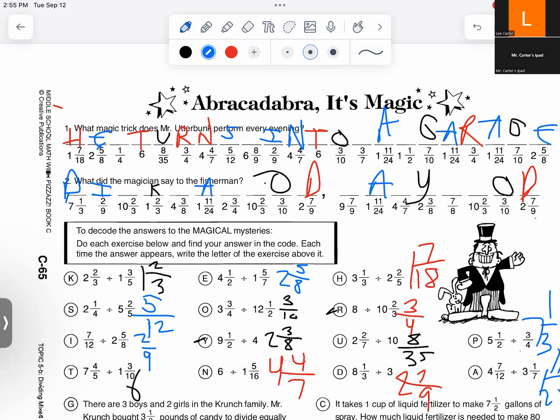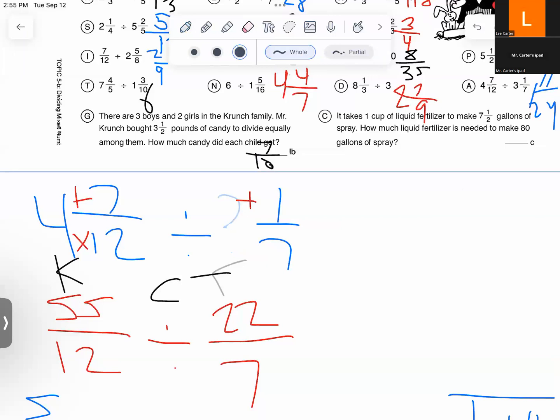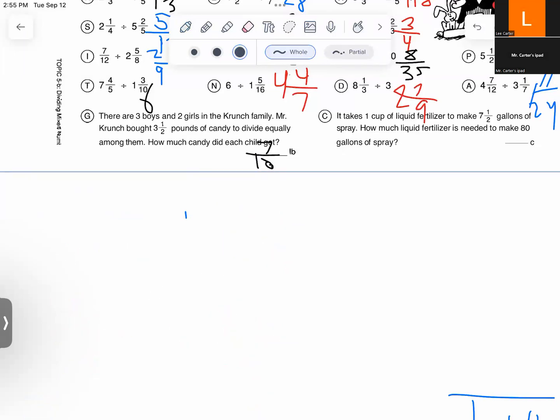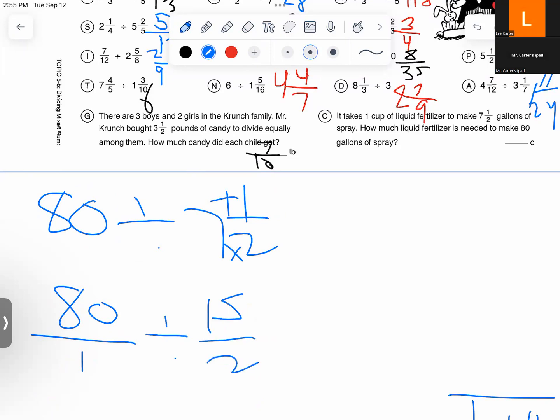All right, here we go. The last one, C. It takes 1 cup of liquid fertilizer to make 7.5 gallons of spray. How much liquid fertilizer is needed for 80 gallons of spray? So you're going to take the 80 gallons divided by 7.5, because that's what's being divided up. So 80 over 1. 7 times 2 is 14, and 1 is 15 over 2.